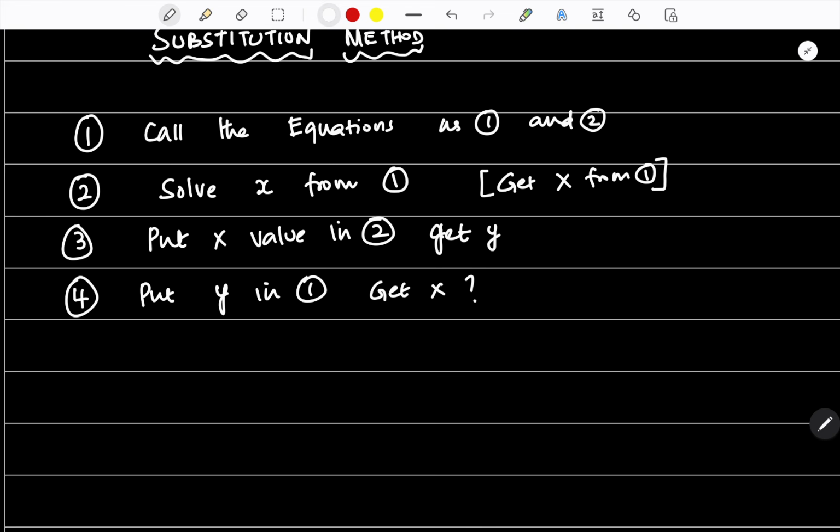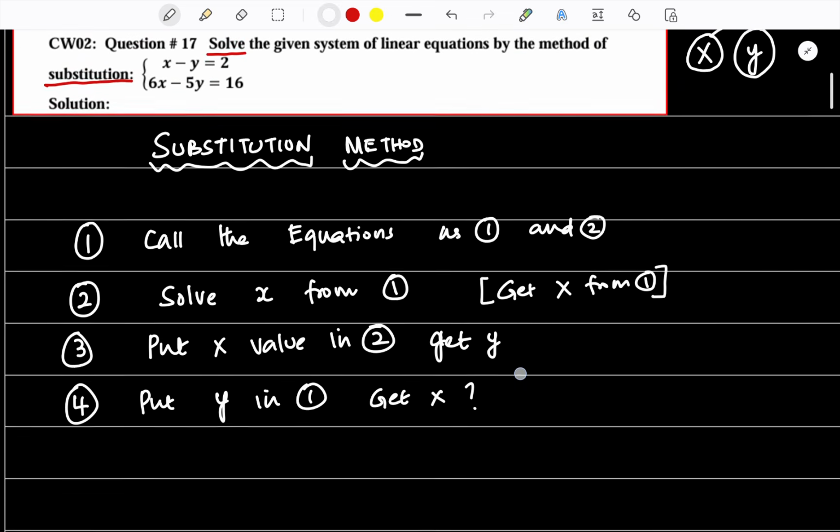Very simple English. Call the equations as 1 and 2. Solve x from 1, which is get x from 1. Put x value, put means put, get means just get it, okay? Put x value in 2 to get y, and put y in 1, get x. Simple English I used. So let me write the equation here.